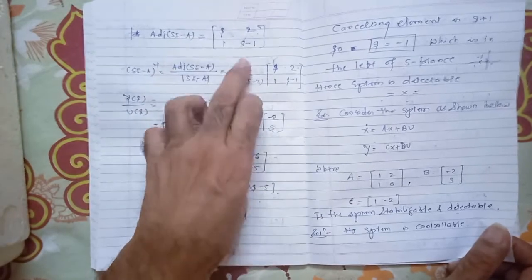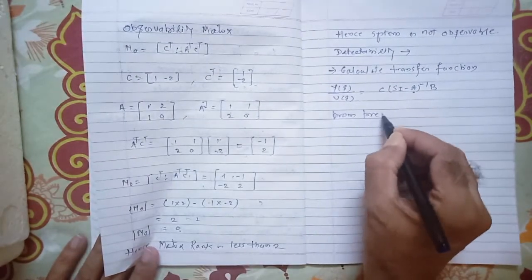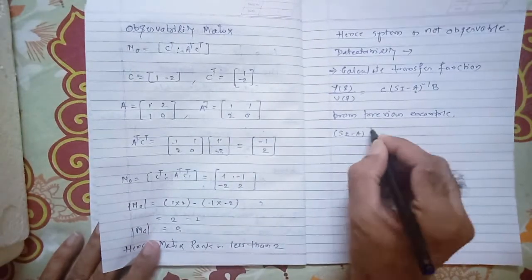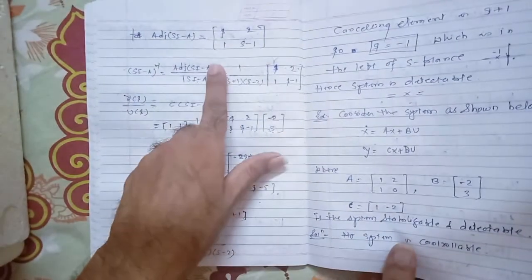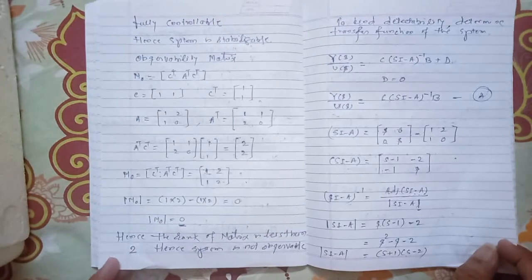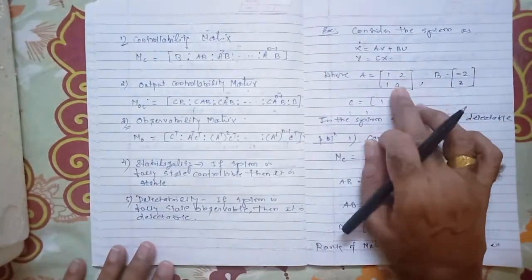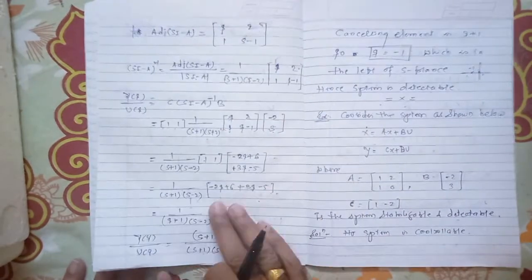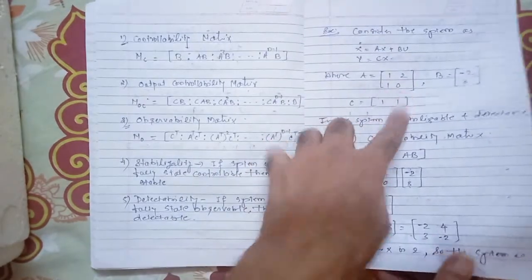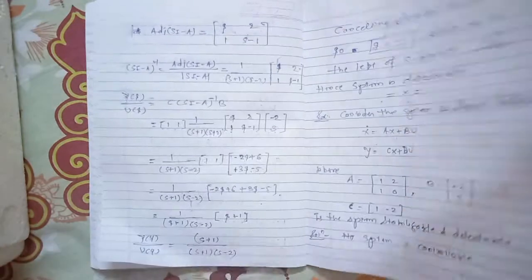(sI - A) inverse, this we have calculated in the previous examples. How much is it? (sI - A) inverse is 1 divided by (s + 1)(s - 2), multiplied by this matrix. From the previous example, this A is nothing but [[1, 2],[1, 0]], and here also in this example it is the same A. In the previous example C is [1 1], and here C is [1 -2], but A is the same, so (sI - A) inverse will remain the same.